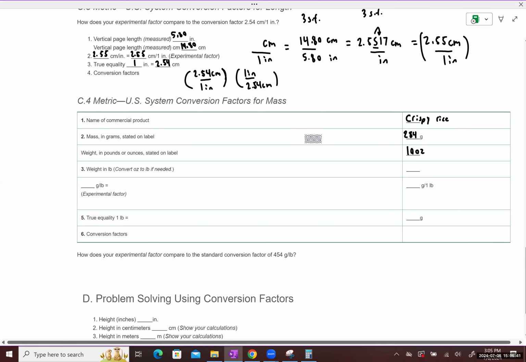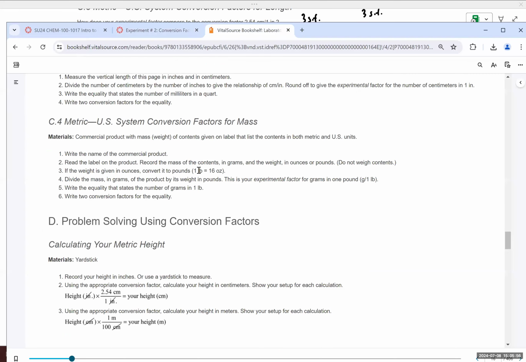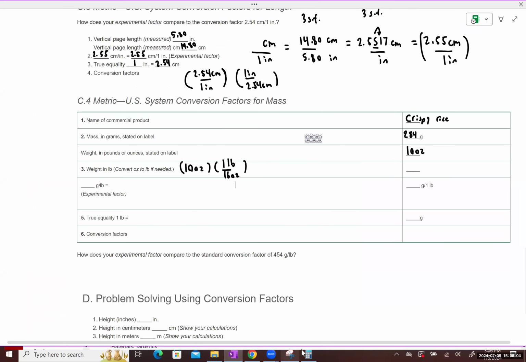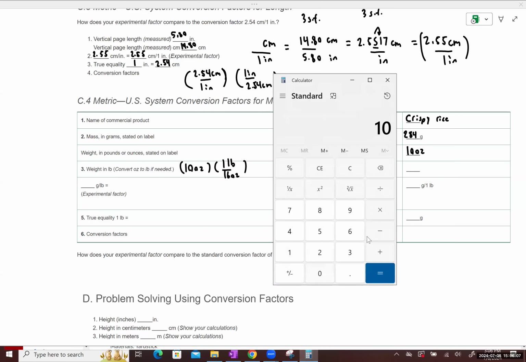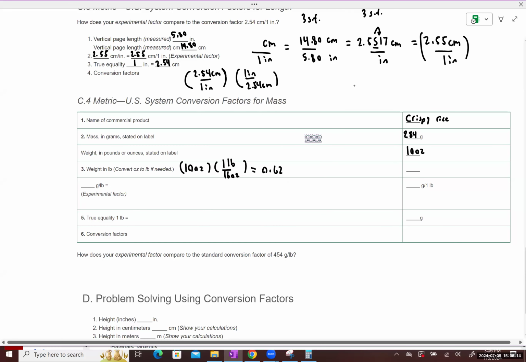So to convert, we know for 10 ounces, in 1 pound there are 16 ounces. Again, where did I get that information? If we look in the lab manual, in the instructions, it says 1 pound corresponds to 16 ounces. Okay, so punching that into our calculator really quickly, 10 divided by 16 gives us 0.625 pounds.